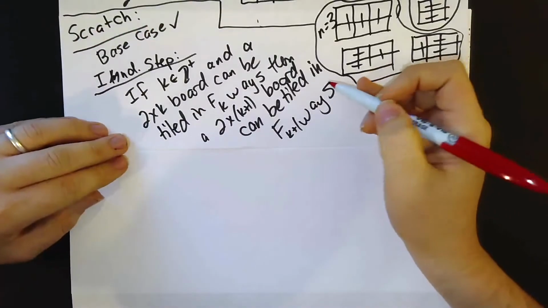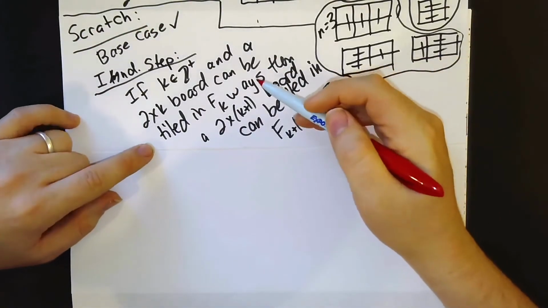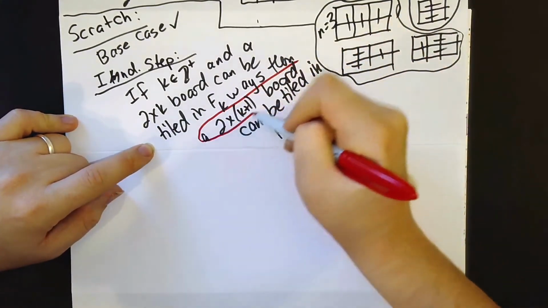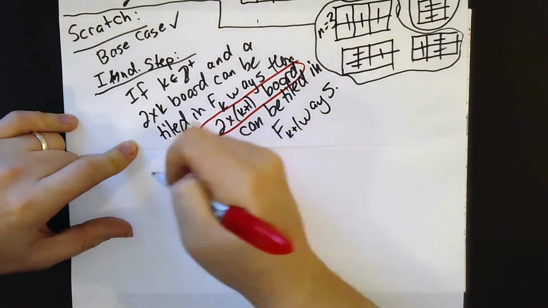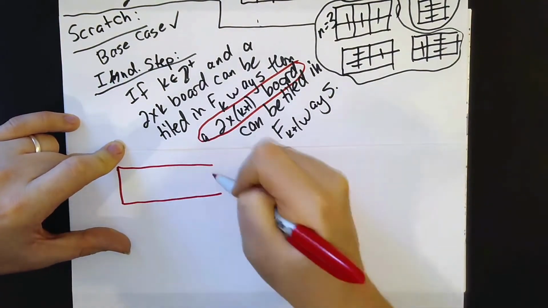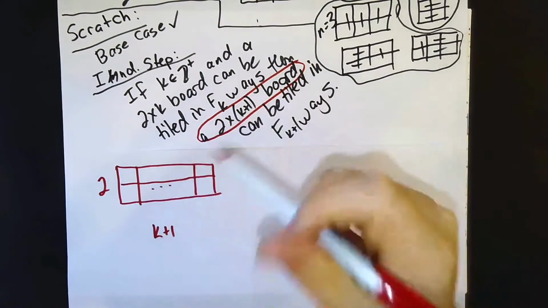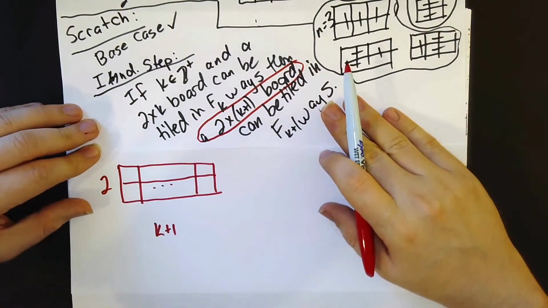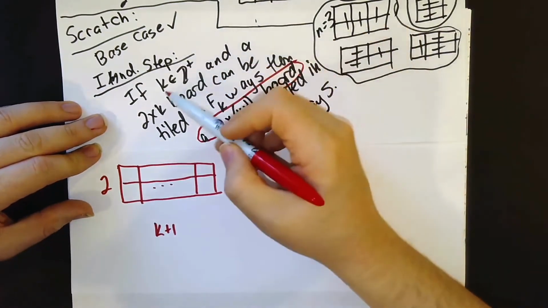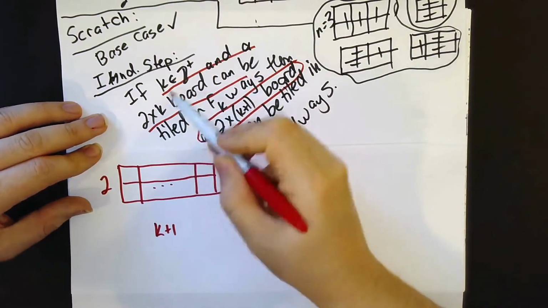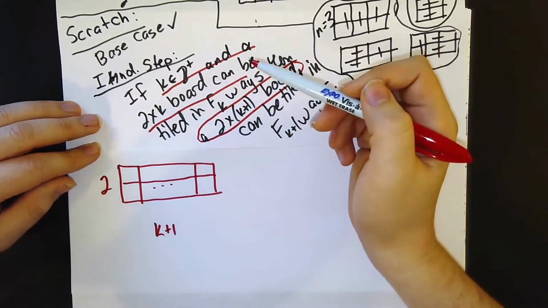So in order to start visualizing this, I'm going to visualize what it is I'm going to have to prove. I'm going to have to prove something about a 2 by k plus 1 board. So let me start by just drawing a 2 by k plus 1 board. Now, we know from our previous experience with induction that we're going to need to use this piece we've assumed. That is, we're going to have to use the inductive hypothesis, which is something about how many ways a 2 by k board can be tiled.